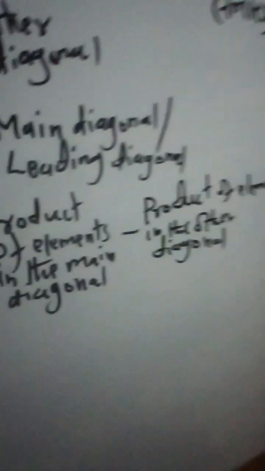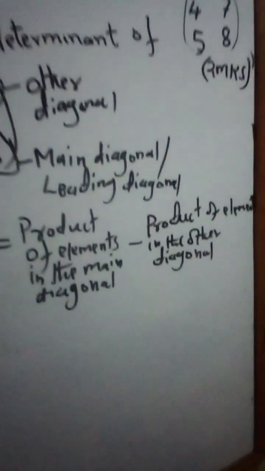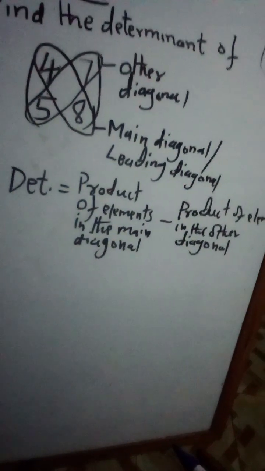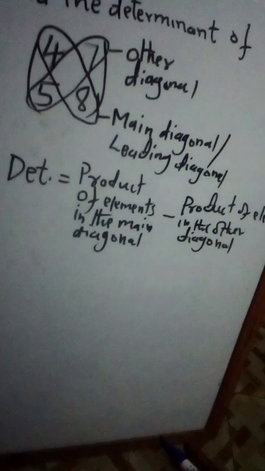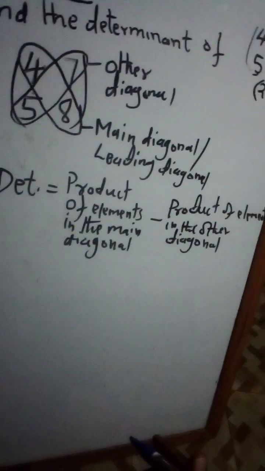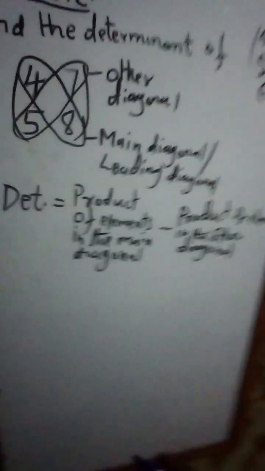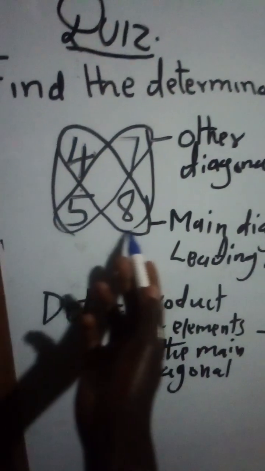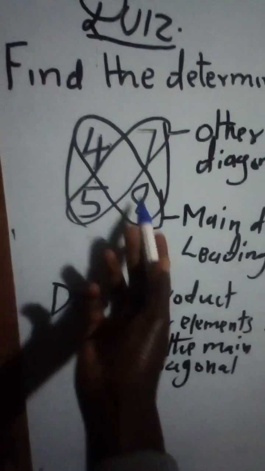So that's just a simple formula for calculating the determinant of a 2 by 2 matrix. Hope you can see that. The determinant is written in simple form as that. So the product of the elements in the main diagonal. You can see this is the main diagonal here. So the elements are 4 and 8.